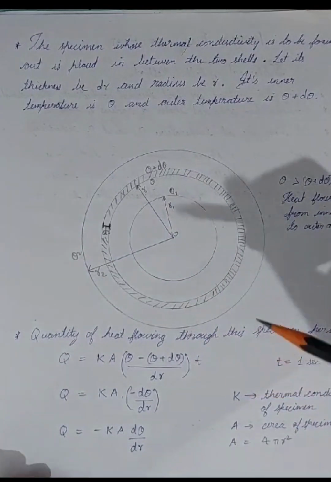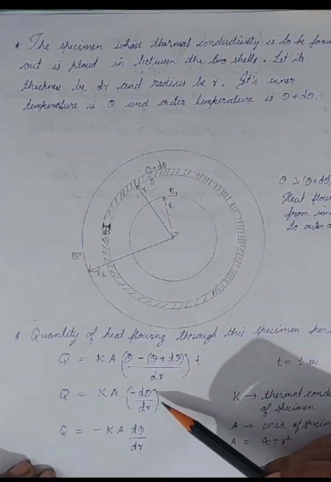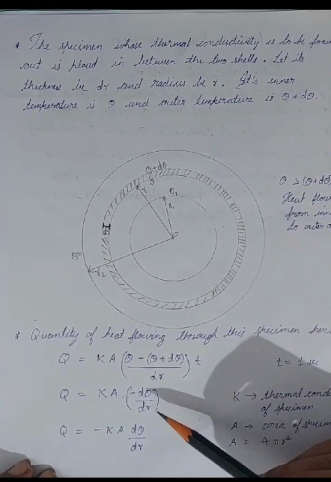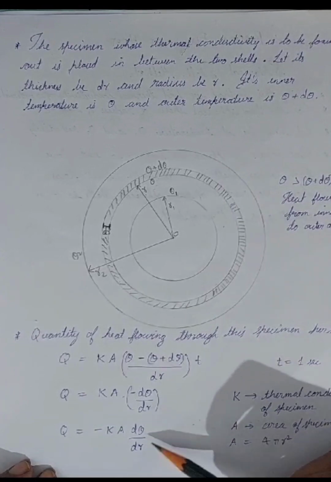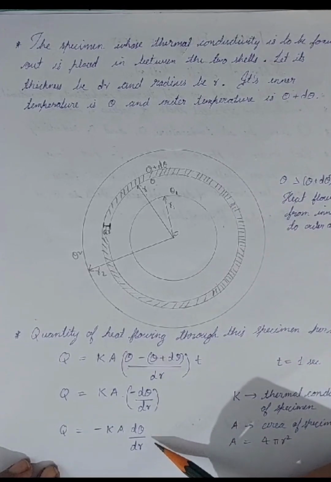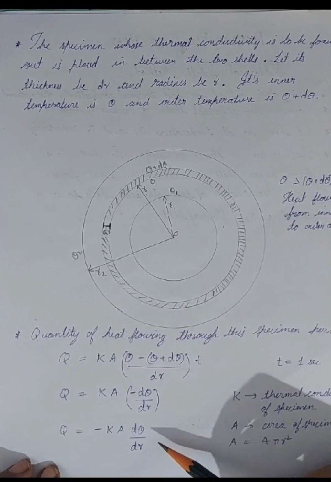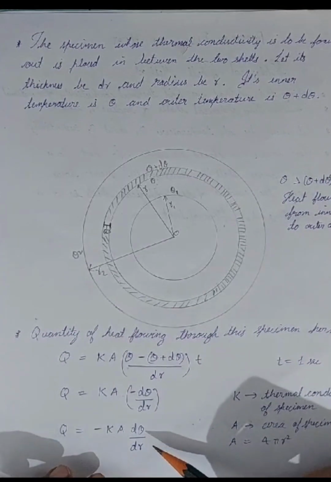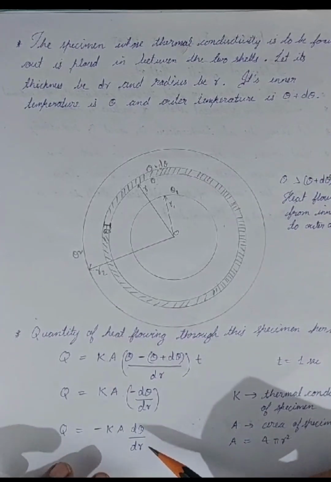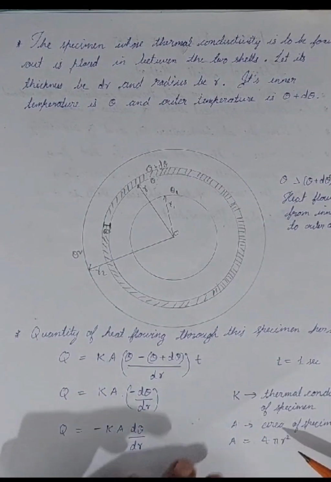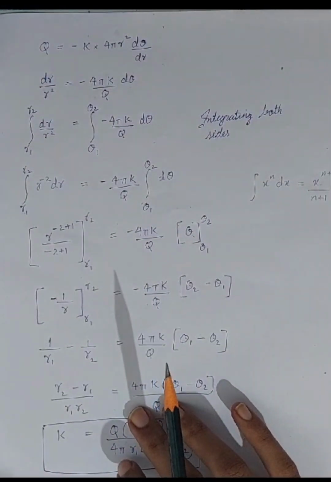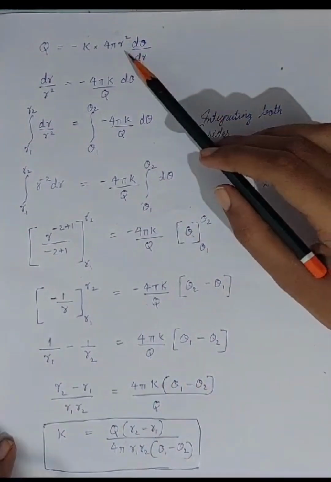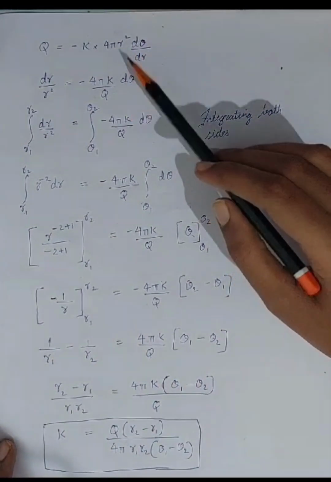Here T is 1 second. So on simplifying this equation we get Q is equal to KA times minus dθ by dr. Now on rearranging this equation we get Q is equal to minus KA times dθ by dr. Now in the next step we are going to put the value of area. Here area is 4πr². So we put the value 4πr².